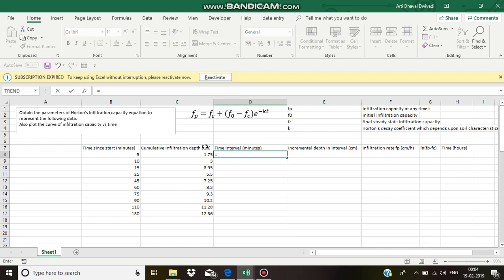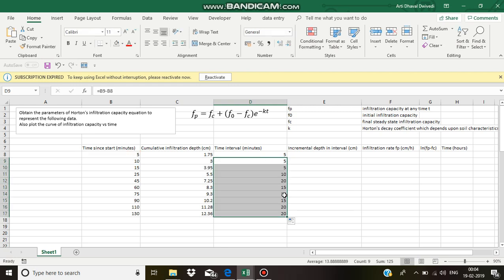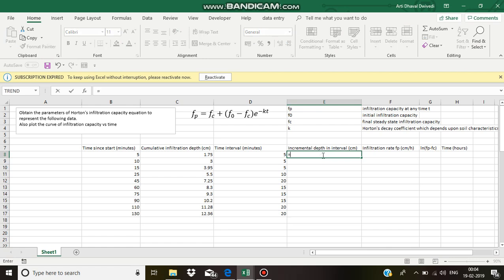Time interval 5 minutes, 10 minus 5. Let me drag this down. Incremental depth in the given time interval is 1.75, 3 minus 1.75, and so on.